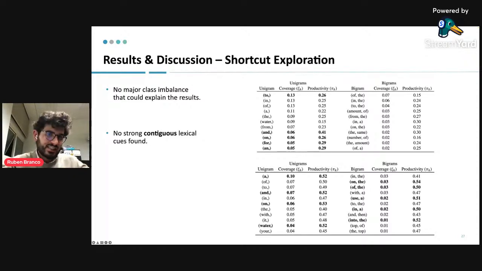You can see these tables in the paper, so I'm not going to go too much over them, but we found some cues, but they were not productive, so they could not explain the results that we got.